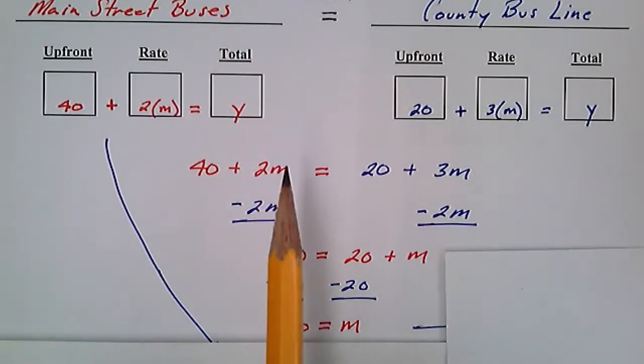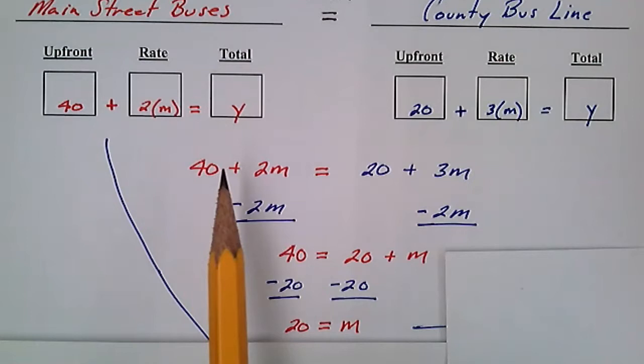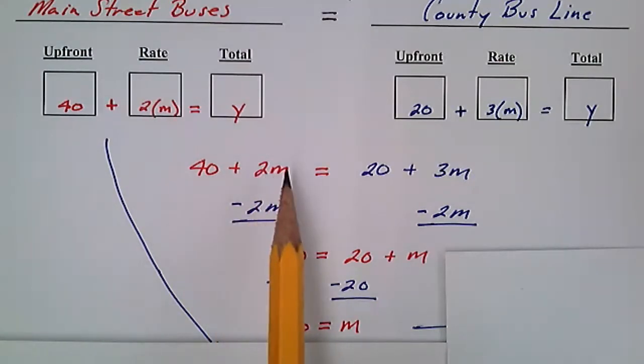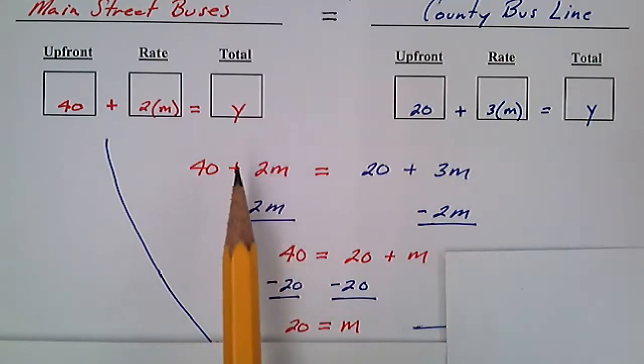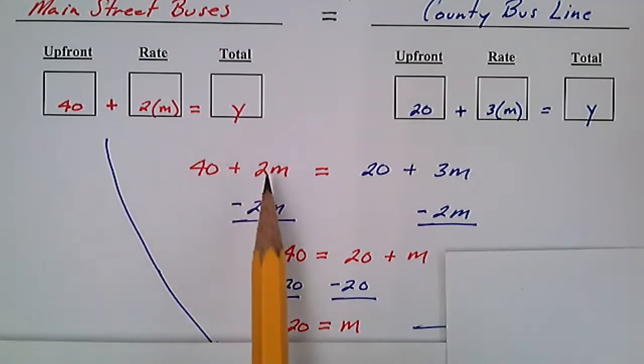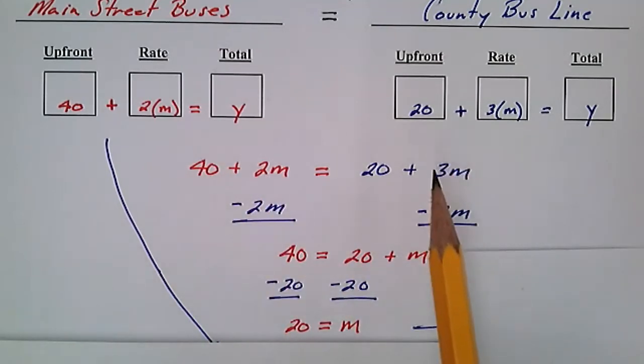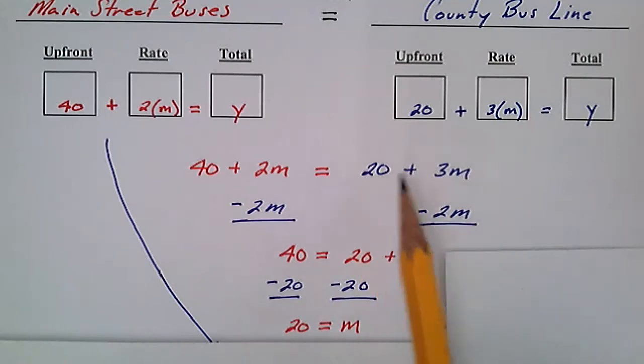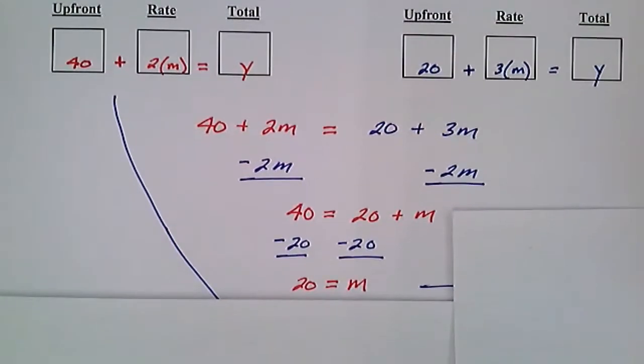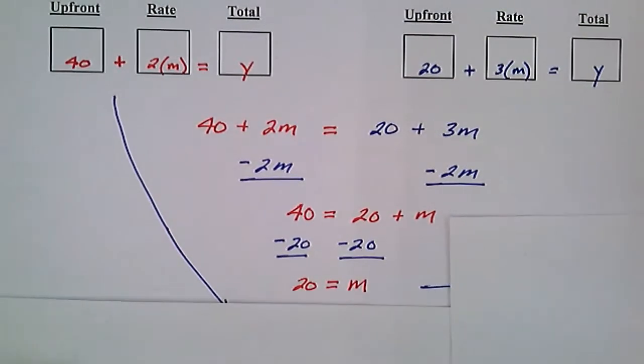If I put 20 here, watch, 40 plus 2 times 20, 2 times 20 is 40. So 40 plus 40 is 80. And over here, if I put a 20, 3 times 20 is 60 plus 20, that's 80. So in 20 miles, they will cost the same. And then what is that price?